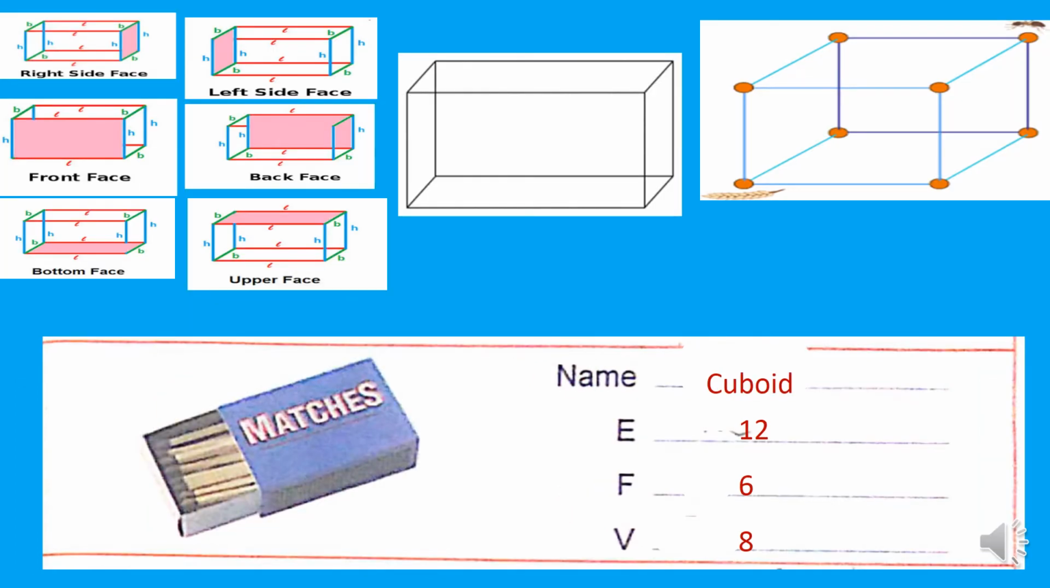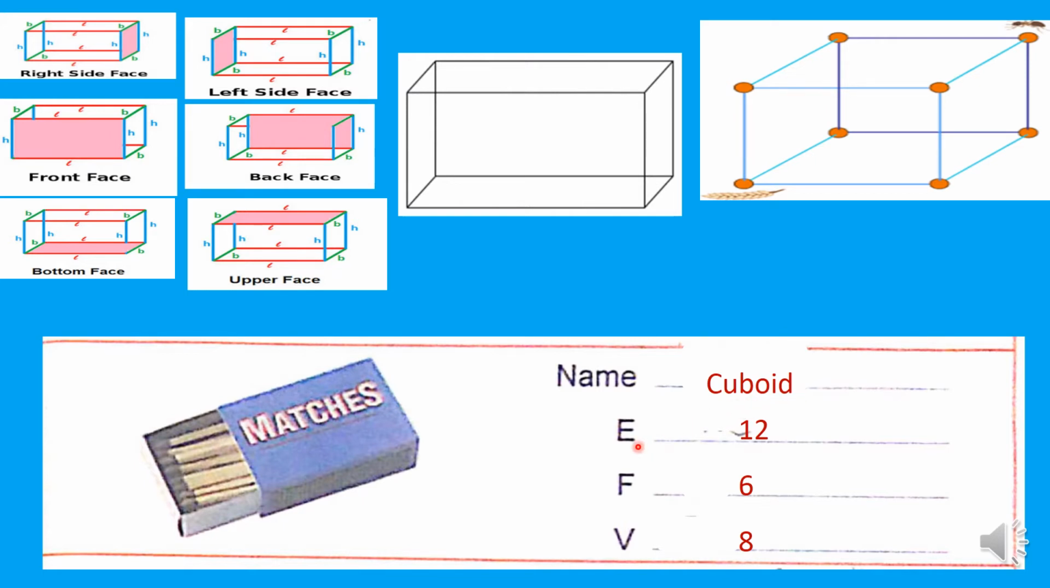Children, now we have to write this shape name. How many edges does it have, how many faces does it have, how many vertices does it have? Okay, what is the shape, children? Cuboid. A matchbox is an example of a cuboid shape. So we are writing this shape name as cuboid. C-U-B-O-I-D, cuboid. Okay.